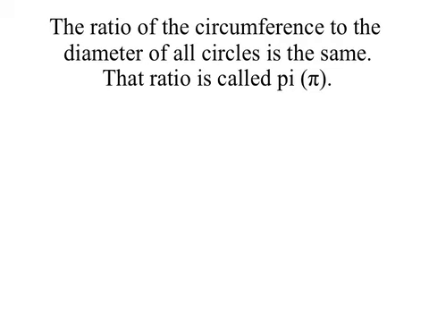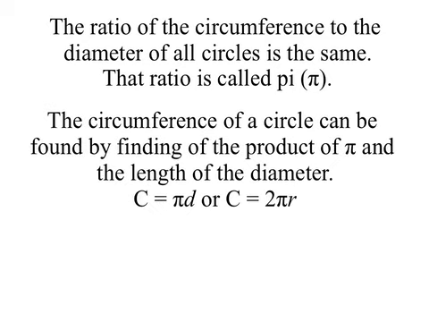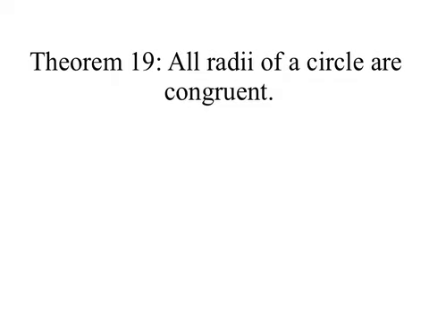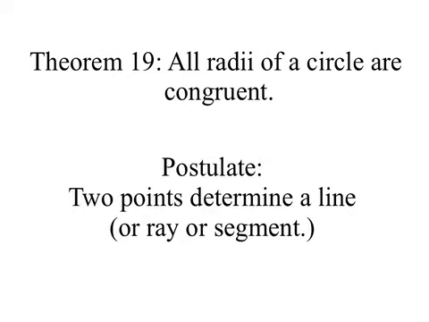We mentioned that the ratio of the circumference to the diameter of all circles is the same, and that ratio is called pi. We stated the formula to find the circumference of a circle, pi times the diameter, or 2 pi r. We also stated the formula to find the area of a circle, pi r squared. And finally, we mentioned a theorem, all radii of a circle are congruent, and a very significant postulate, 2 points determine a line.